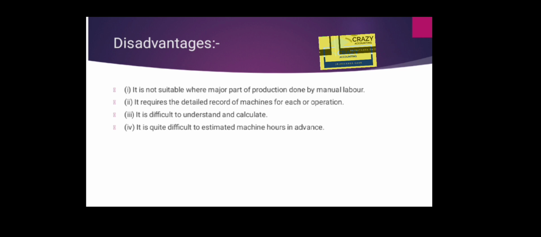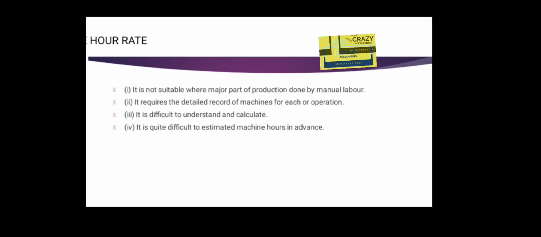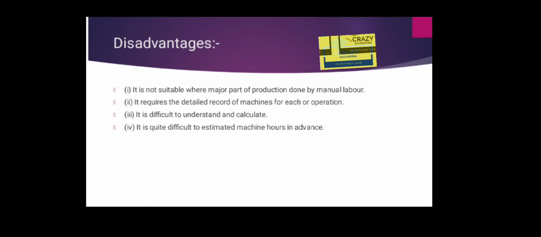It requires detailed records of machines for each operation or a portion of an operation, right? It is difficult to understand and calculate. It gives inaccurate results if manual labor is equally important. It is difficult to estimate the machine hours, especially when the production program is not available in advance, right? It is quite difficult to estimate machine hours in advance. A blanket rate cannot be used, and it makes the method more costly.